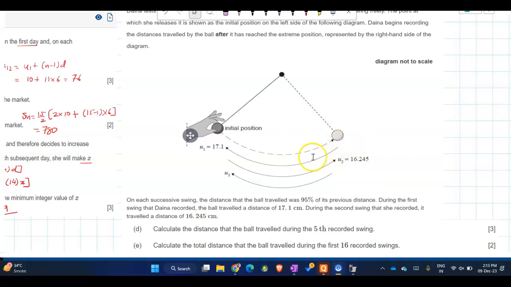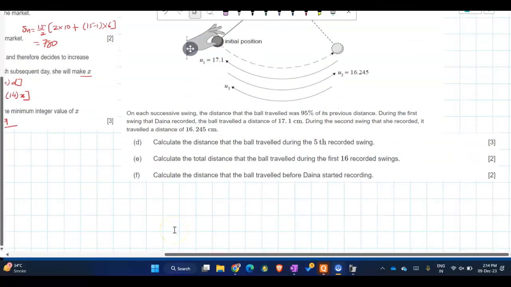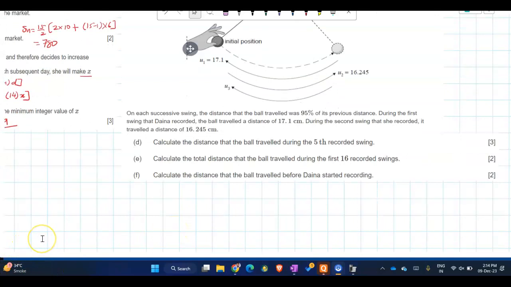So let's see, here they have shown your first swing is 17.1, the second is 16.245, that's 95% of the previous one. During the first swing she recorded a distance of 17.1, from here to here. During the second swing she recorded a distance of 16.245. What is the distance she recorded in the fifth swing? So you need a geometric sequence because it's 95% of the previous swing. That means your r is 0.95.